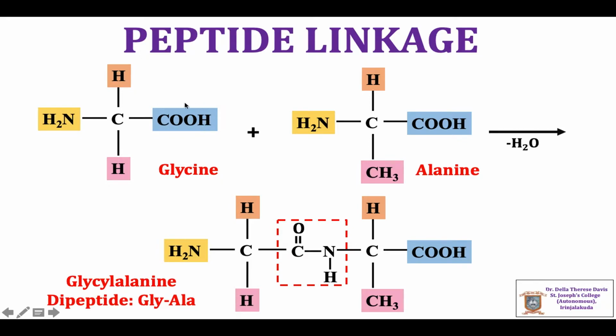The COOH group of glycine and the NH2 group of alanine condense. One molecule of water is eliminated and forms dipeptide glycyl alanine. It is written as gly-ala. In the structure of the dipeptide, there is a CONH linkage. This CONH linkage is called peptide bond.